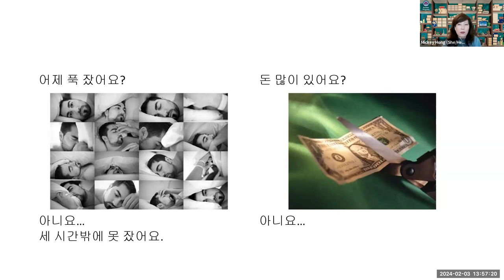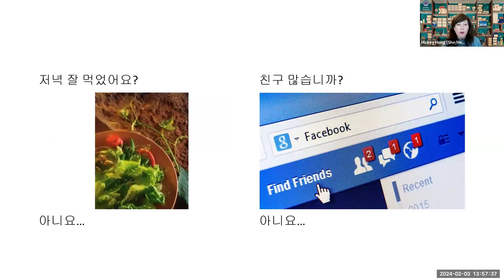돈 많이 있어요? You have a lot of money? 아니요, all you have is a dollar. How would you say that? 아니요. 1불 or 1달러 밖에 없어요. 없어요 is the opposite of 있어요. Direct negative, right?